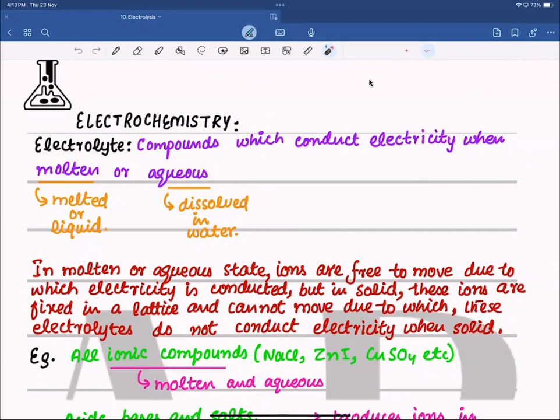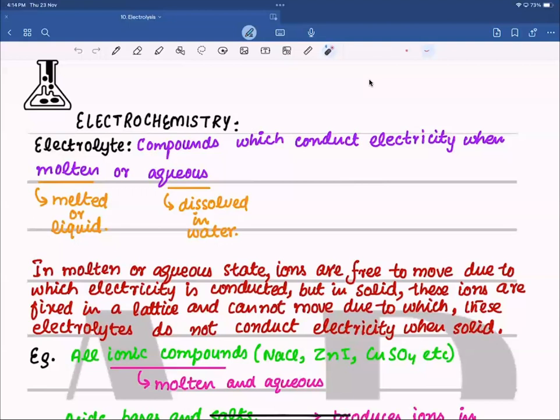Okay. Now, the question arises here. They are conducting electricity only when they are molten or aqueous. It means they do not conduct electricity in their solid state. So that's why we do not call them conductors, because conductors, as we have studied in physics, are the ones which conduct electricity, and it doesn't matter in which state they are. Now, another important thing. In a conductor, electricity is conducted due to the movement of what?